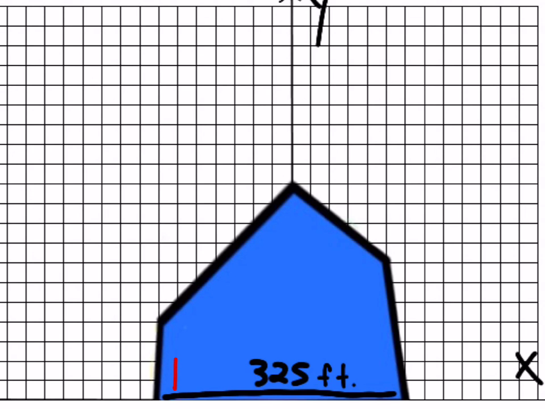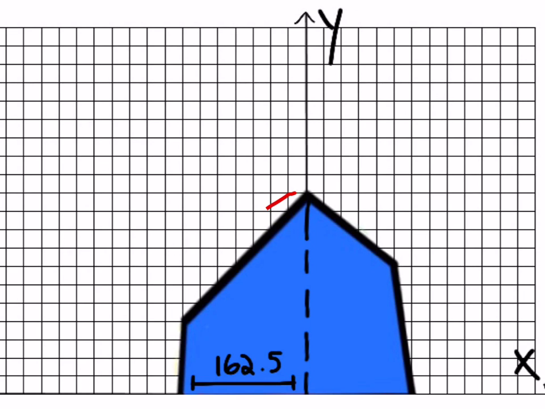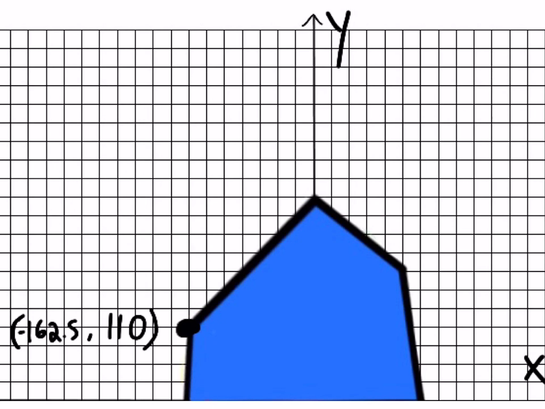So now that we know that this section is 325 feet in total, we can calculate the x value for this point. Now remember, we're assuming that this curve of the figure over here is a parabola, and a parabola is symmetrical on both sides. So it's safe to assume that both sides here are bisected evenly. Thus, the x value here would be equal to 162.5 feet. With that given, the coordinates for this point become clear. It is negative 162.5, 110.